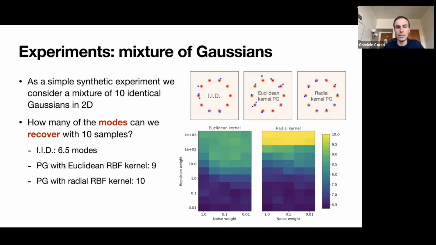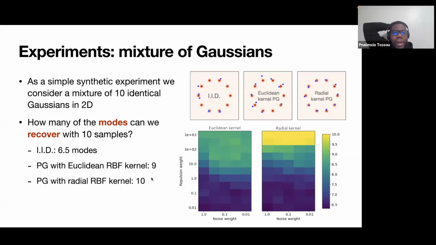And if we use particle guidance with an RBF Euclidean kernel, so the kernel will be the exponential of minus the squared Euclidean distance, we obtain, on average, the recovery of 9 modes. So we significantly increase the number of modes that we can recover with 10 samples. But also, in this particular case, note that all these modes lie on a radial circle, centered here in the middle. And so if we add the radial kernel centered here, where the kernel is just the difference of the angle between these two particles, again with an RBF, we actually obtain the fact that we always are able to recover all 10 modes.